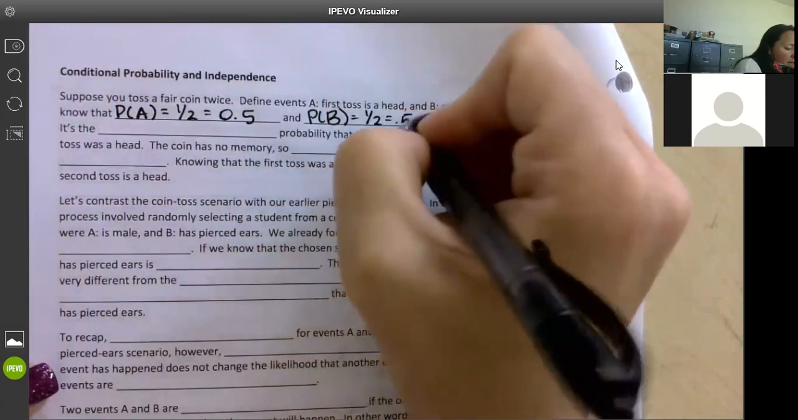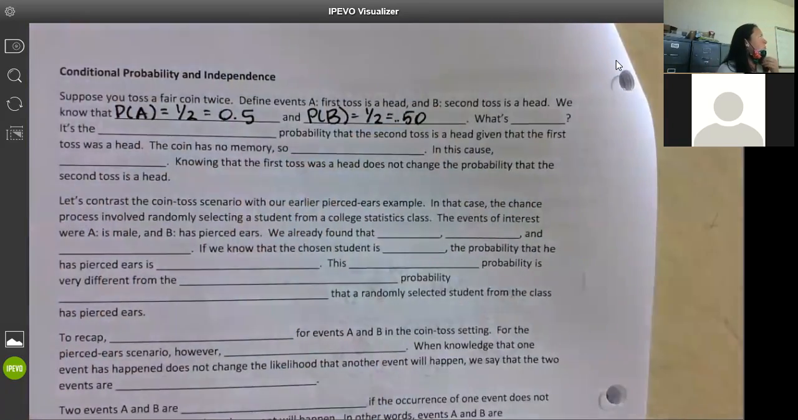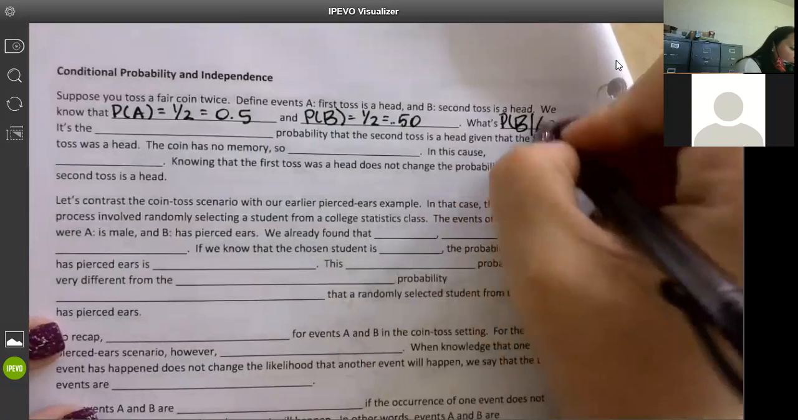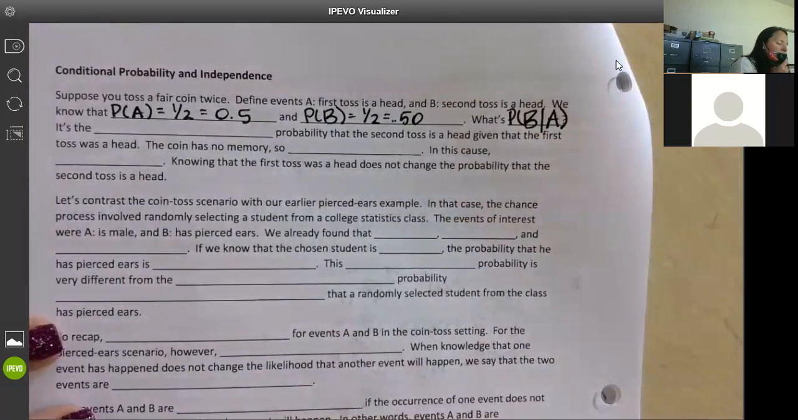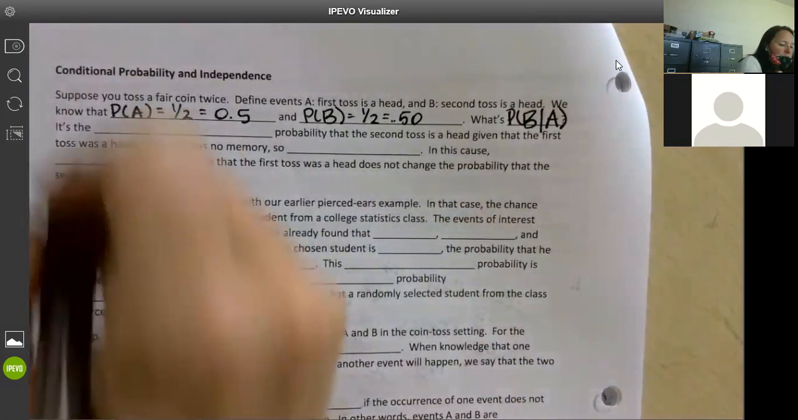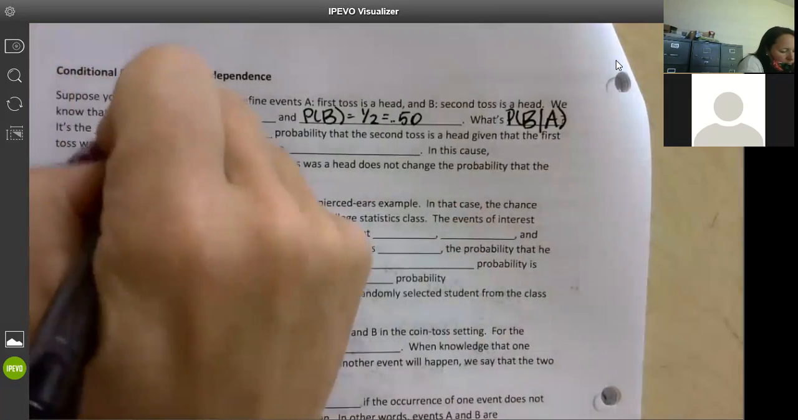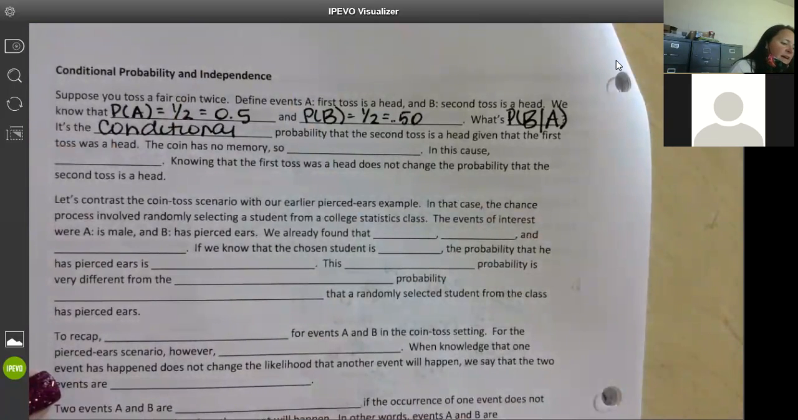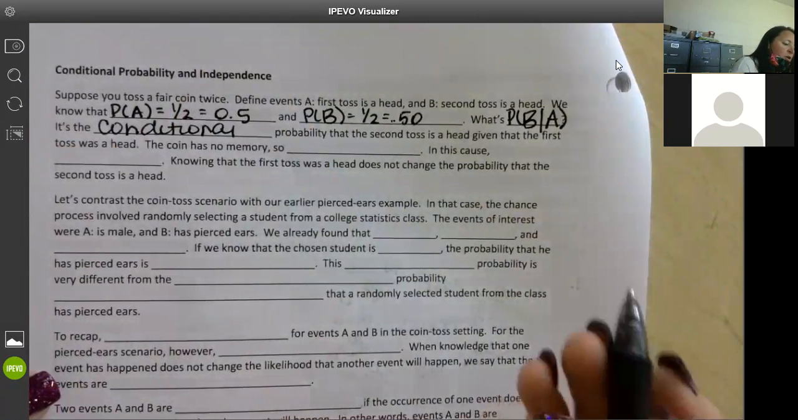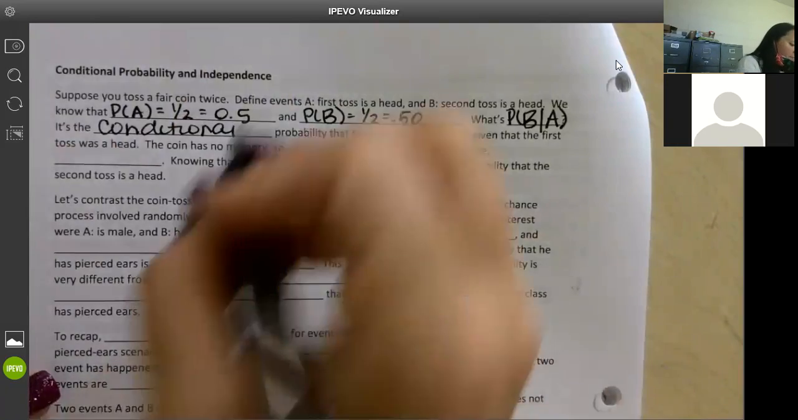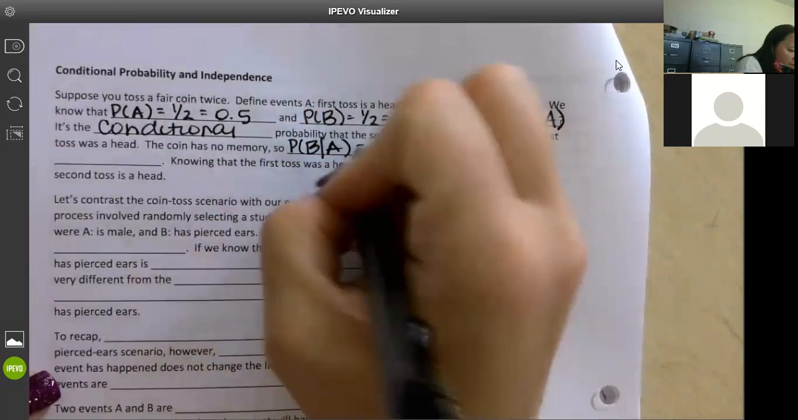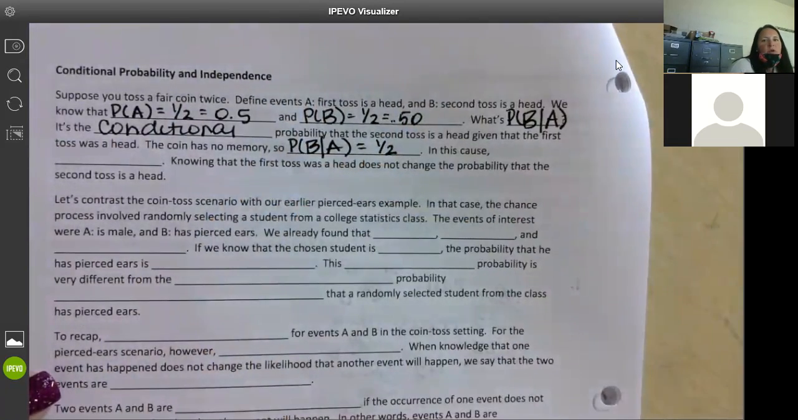Yeah, remember, they don't rely on each other. The coin can't remember what it did the first time. So what is the probability of B given A? It is the conditional probability that the second toss is a head given that the first toss is a head. The coin has no memory, we just said that. So since it has no memory, it doesn't matter. It's going to stay 1/2.